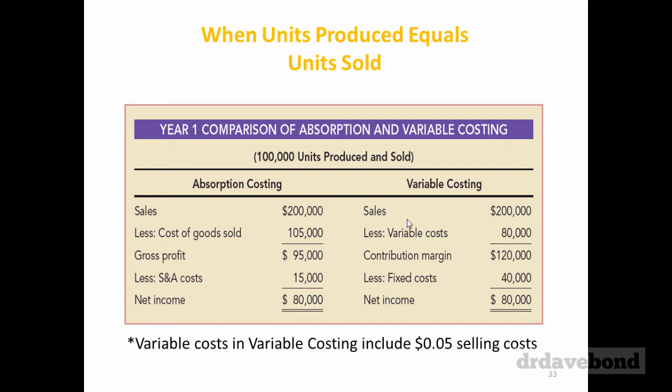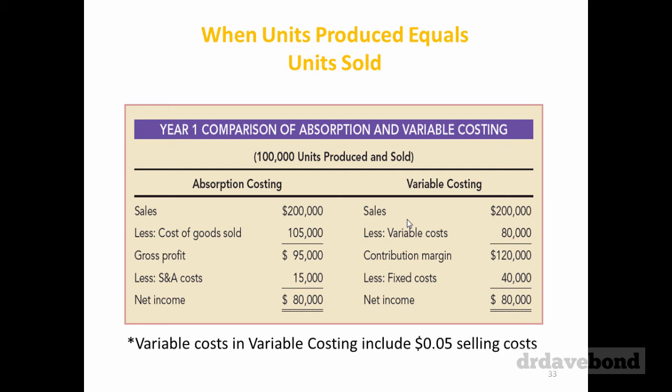Less cost of goods sold, that is product cost per unit times quantity, that equals the $1.05 times 100,000. That equals 105,000. That gives you your gross profit. And that's just the difference, so it's 95,000.